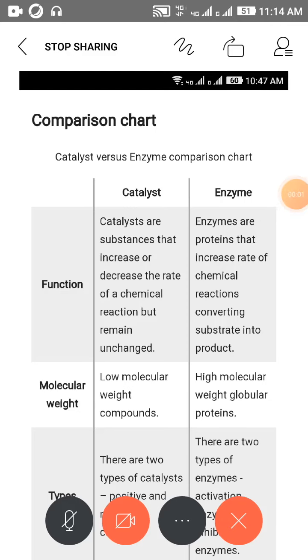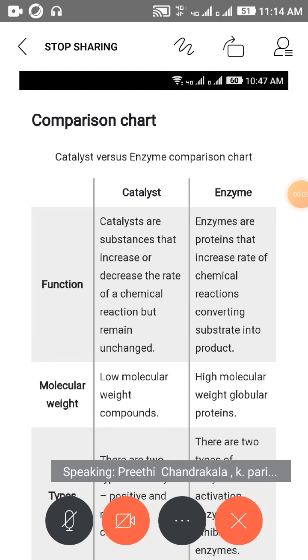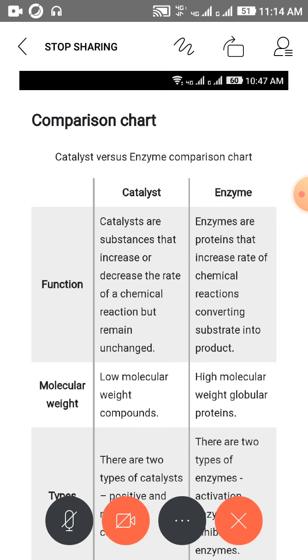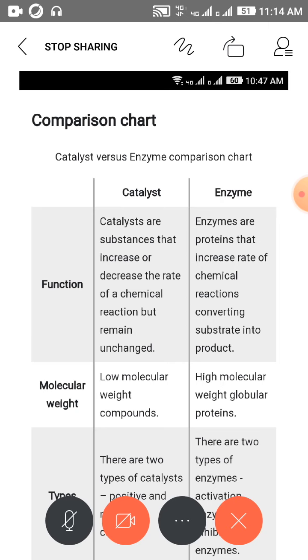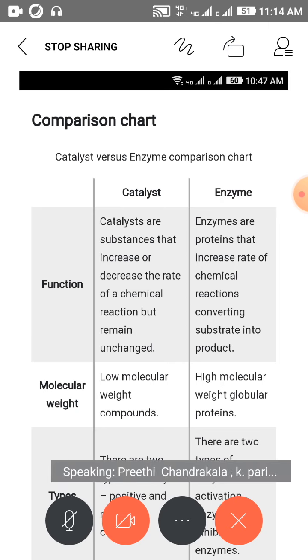Today we are going to discuss the differences between biological catalysts and chemical catalysts. First of all, biological catalysts means enzymes are the biological catalysts. Enzymes can increase the rate of reaction without being involved in the reaction. These are the biological catalysts.